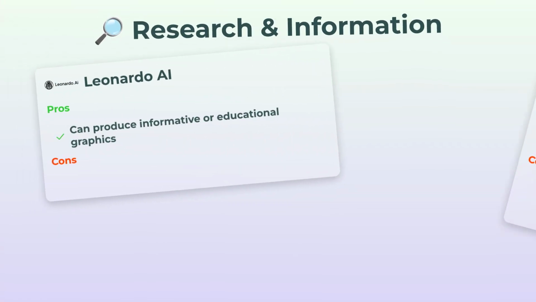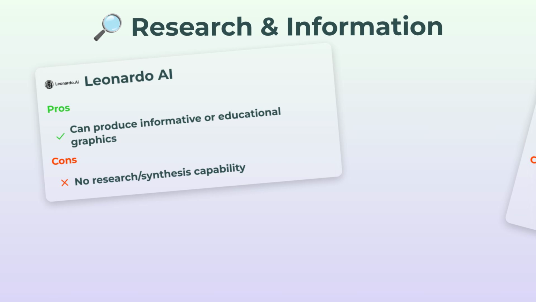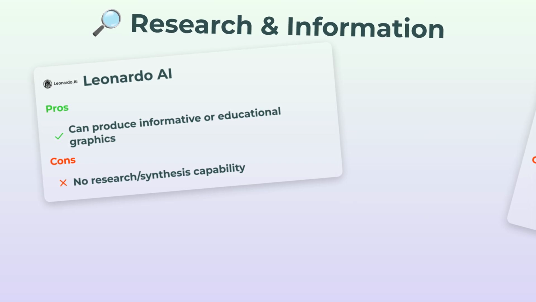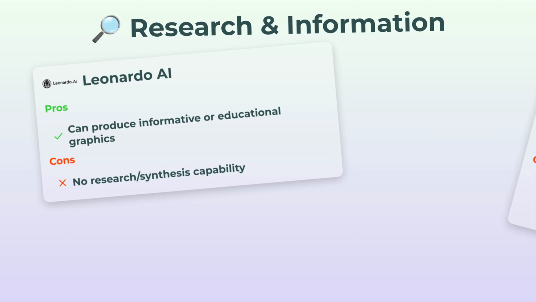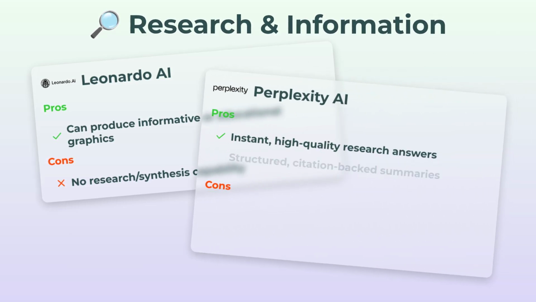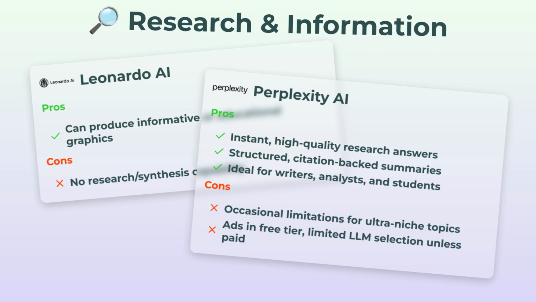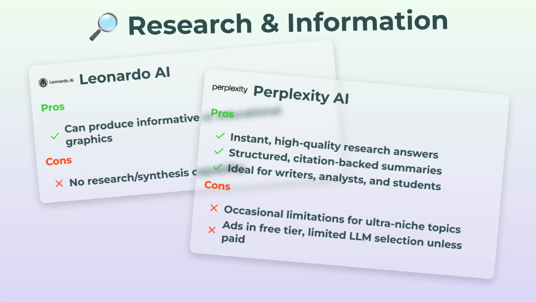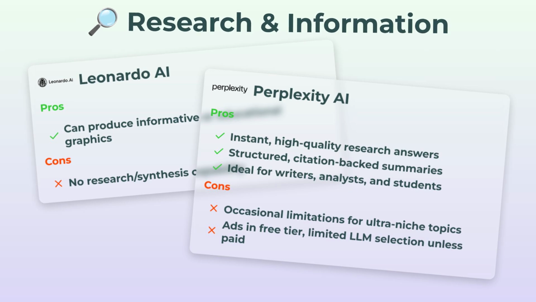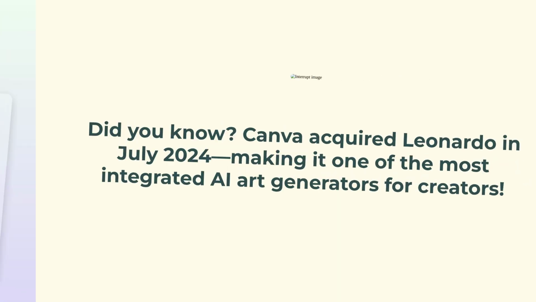Okay, diving into research and information. Leonardo can cook up educational or informative graphics, but let's be real, it's got no real research engine, no citations, and no synthesis. It's not built for that. Perplexity AI, though, now this is where it shines. You ask a question, it scans a bunch of sources, then spits back a clean, structured, and citation-filled answer. If you're a writer, researcher, or student, you'll get what you need fast. Sometimes it'll hit limits with really out-there niche topics, and free tier has some annoying ads, but overall, it's easily the winner for research.